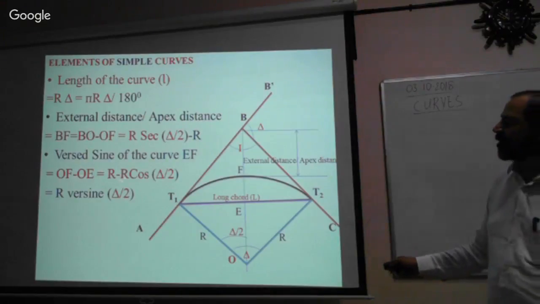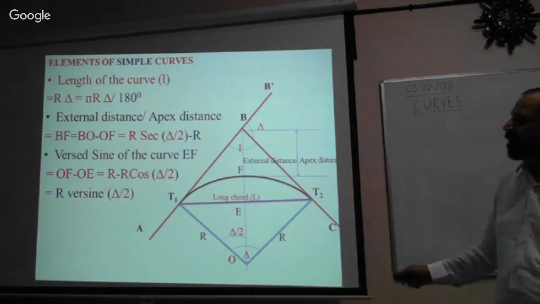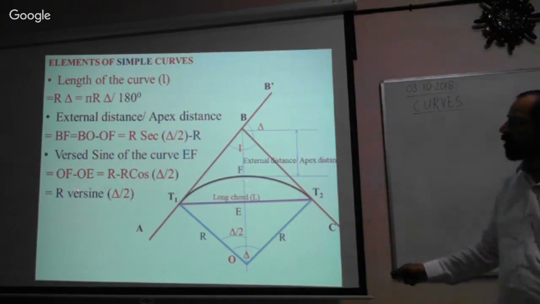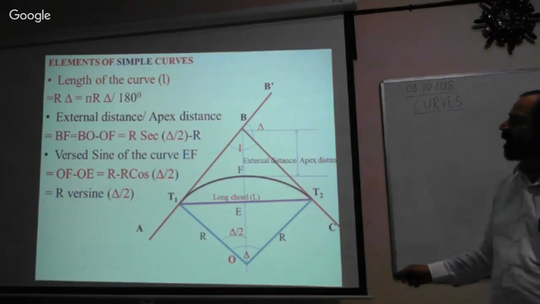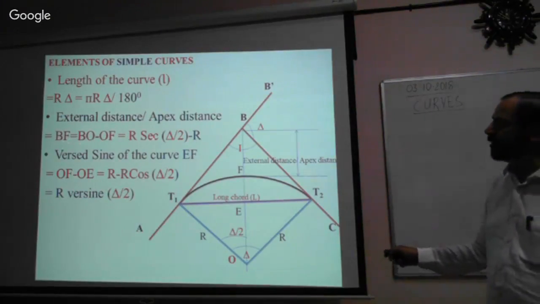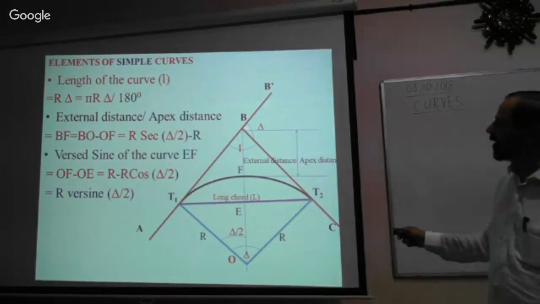Now this is R minus R cos delta by 2, isn't it? Now this is EF, and this becomes R versed sine, isn't it? It is R versed sine. Now the external distance is BF. It is equal to R secant delta by 2 minus R.